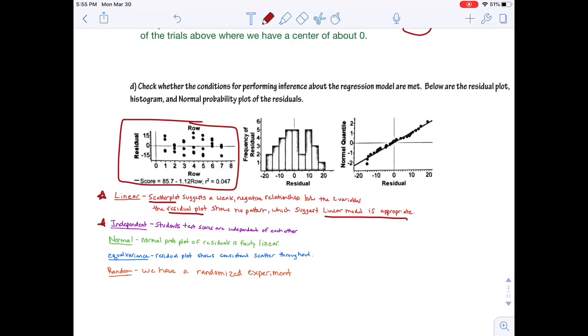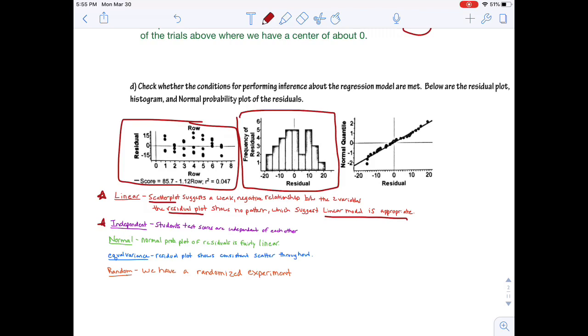Again, if this wasn't an experiment, we would have to check the 10%. Is it normal? Okay, so for normal, we check the residual plot of our graph, and we take those residuals and make a histogram.